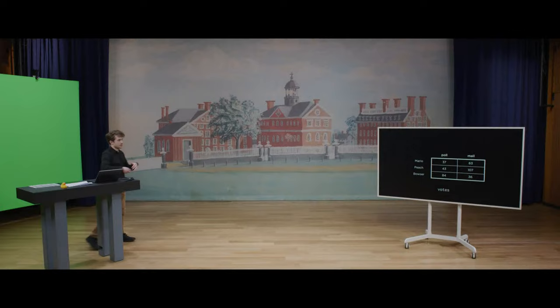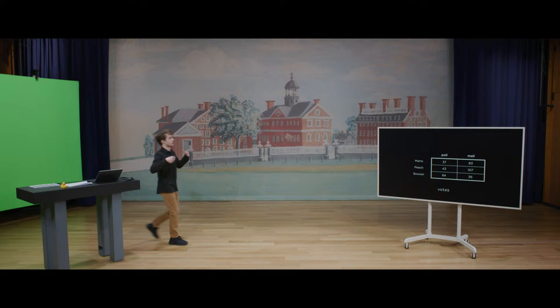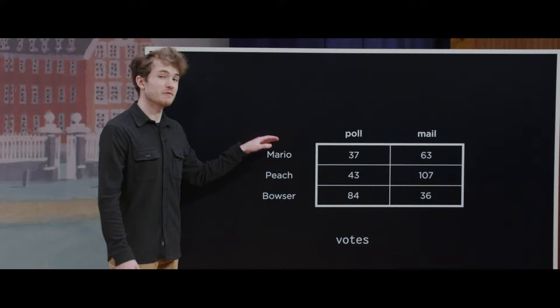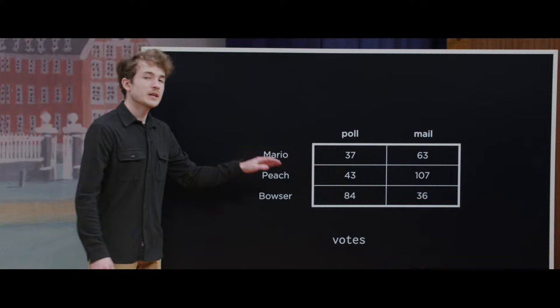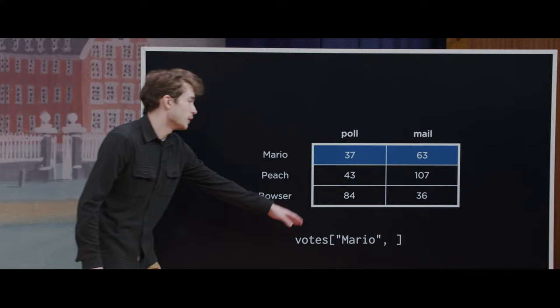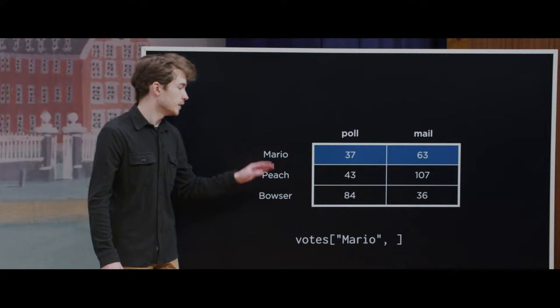If we have our data frame called votes, and I want to find all of Mario's votes, well, if Mario is the row name for one of my rows, I could simply use the name Mario in the place I would normally put the row's index. For instance, like this. If I say votes, bracket, Mario as a character string, because Mario is the name of one of my row names, I'll then get back the row corresponding to the name Mario. And same thing with Peach, and same thing with Bowser.